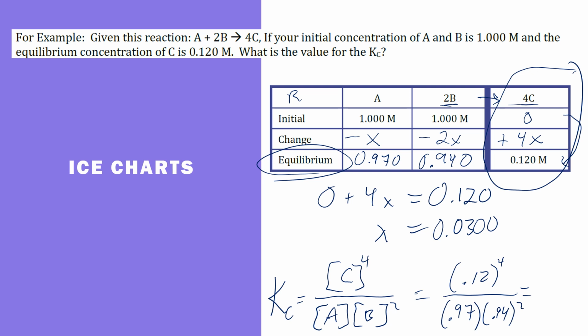And when you plug all of those numbers in, you get 2.42 times 10 to the negative 4, which means it favors the reactants, which we can see there's more reactants than products. There's no unit for K, it's just a ratio.